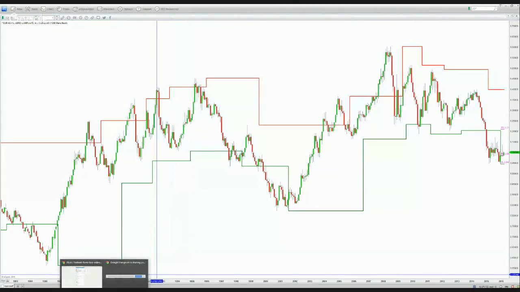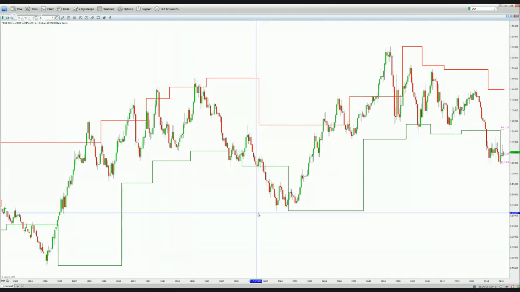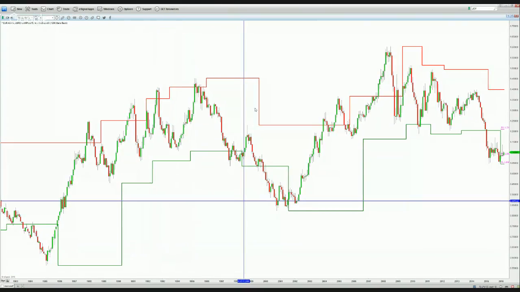Okay, let me just go to the chat box. FX praise, I use simple moving averages. So I don't generally like to complicate my trading.